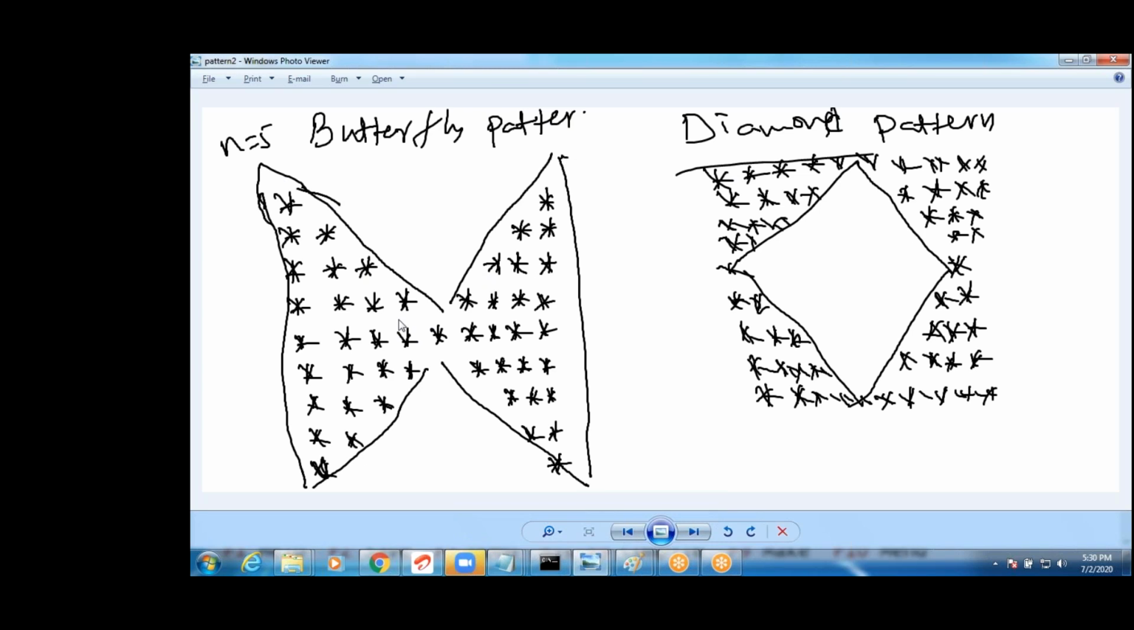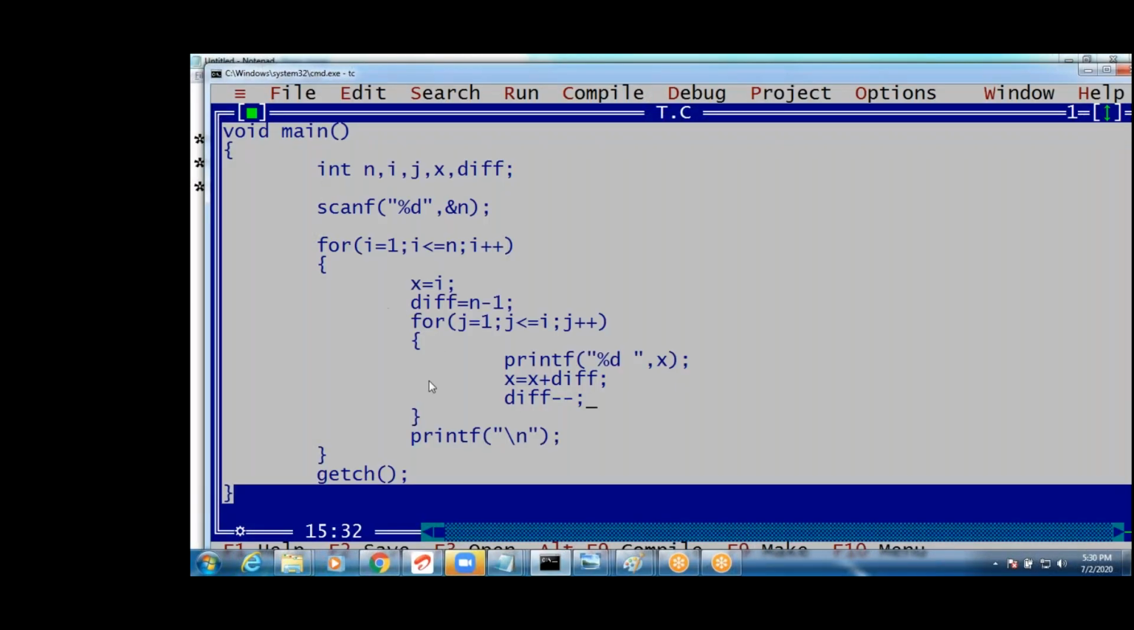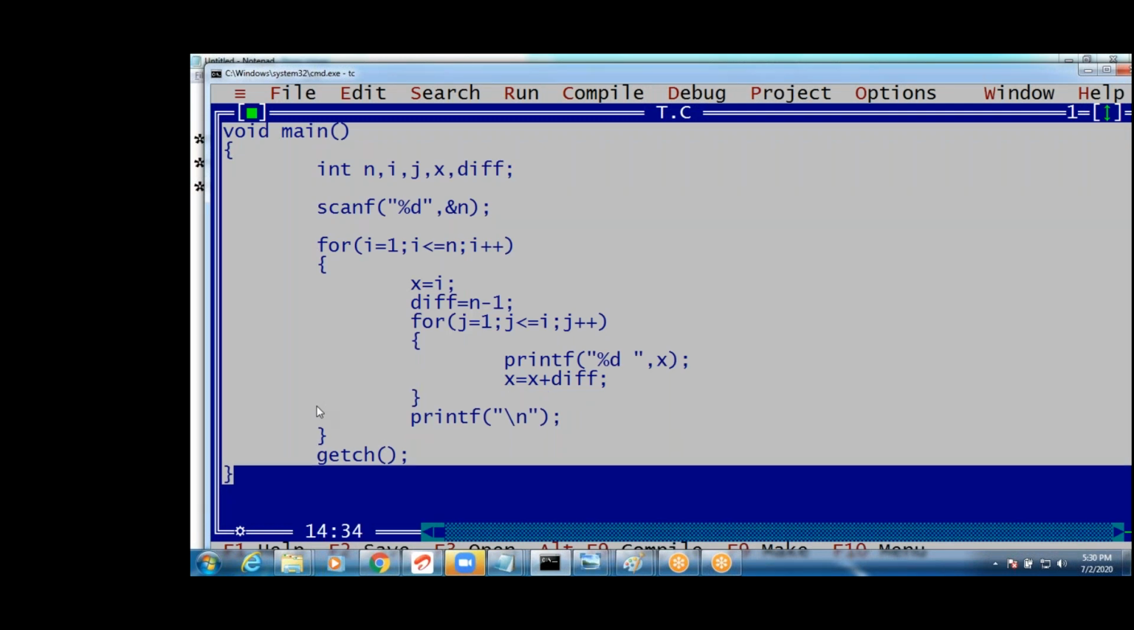See, first I will write how to write it the easy way. This way I will write. See this, guys, I want to write this pattern. For i equals 1, printf star. Same pattern I am writing: i equals 1, i less than or equals to n, j equals 1, j less than or equals to n. I am going to write n as 5. That first pattern you got.